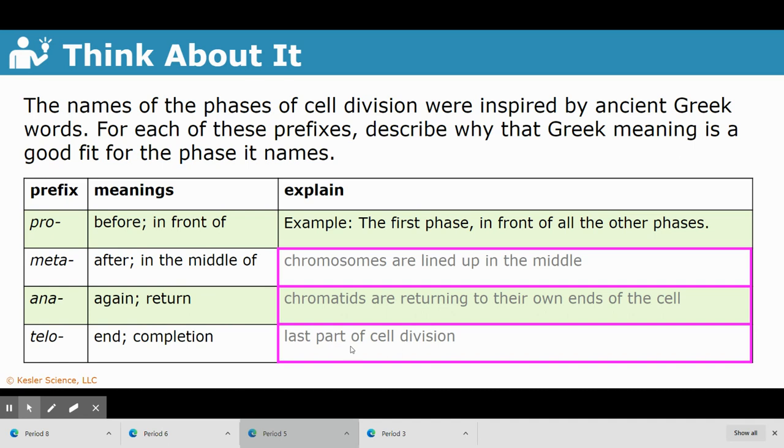Okay, so meta is a good explanation because it's in the middle. It means in the middle of something, and that's where the chromosomes are. They're lined up in the middle. Anaphase is a good explanation for this part of the phase or this part of the cycle because the chromatids are returning to their own ends of the cell. So ana means again or return. Telophase, so telo means the end or completion, and it makes sense to use telophase here at the end of mitosis because that's the last part of cell division.